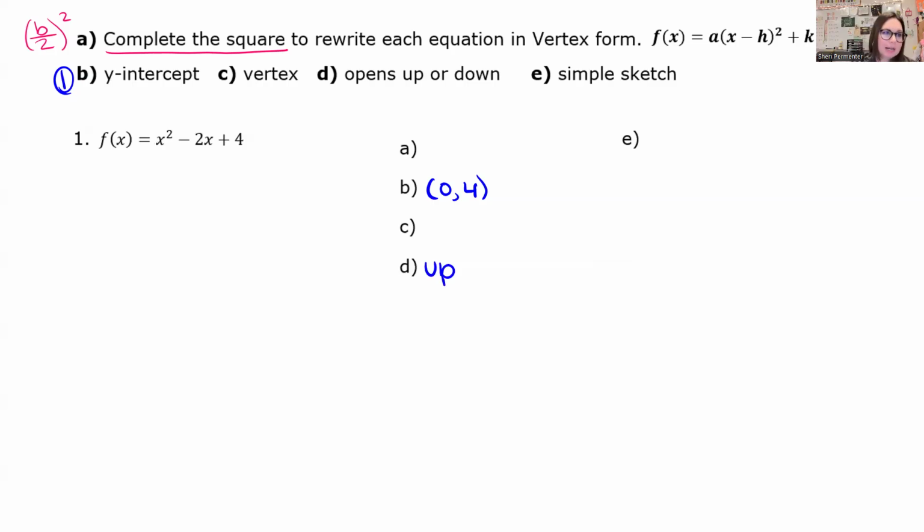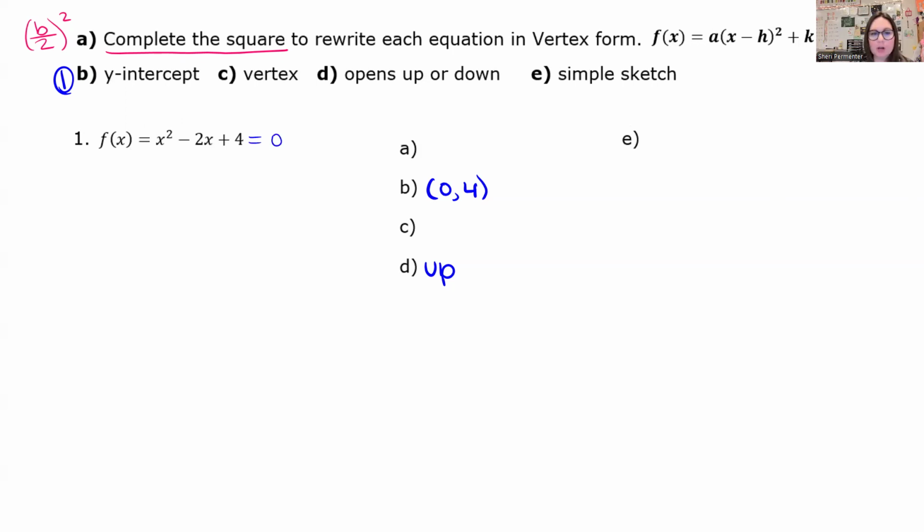Completing the square. Okay, first thing that we're going to have to do, typically we have a problem and it's set equal to 0. So I can set it equal to 0 so it feels familiar to you.